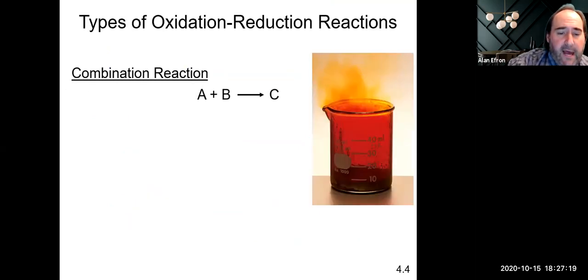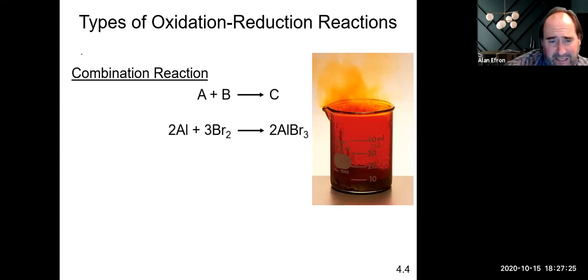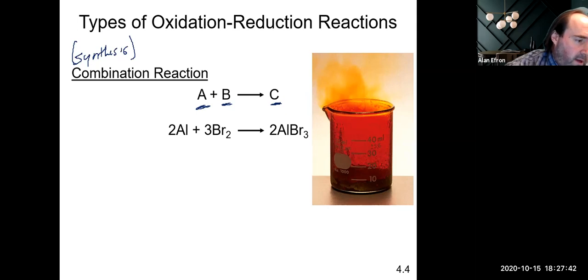First type of reaction is a combination reaction. This is also sometimes referred to as a synthesis reaction. So synthesis or combination reaction is pretty much what it sounds like. When you look at a combination or synthesis reaction, you take 2 things and you make 1 thing, basically. So 2 things make 1 thing is classified as a combination or synthesis reaction.